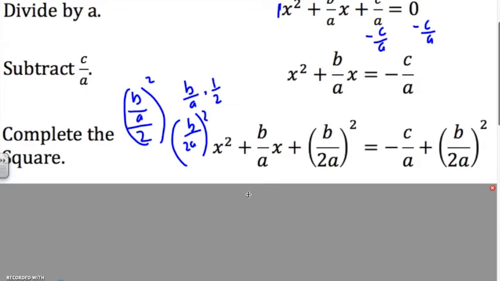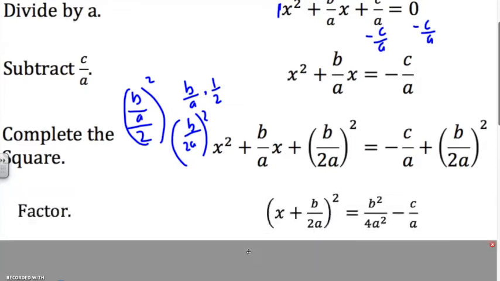The next thing we would do is factor. So since we now have a perfect square trinomial from completing the square, we would go ahead and factor, and we would get x plus b over 2a squared is equal to b squared over 4a squared minus c over a.